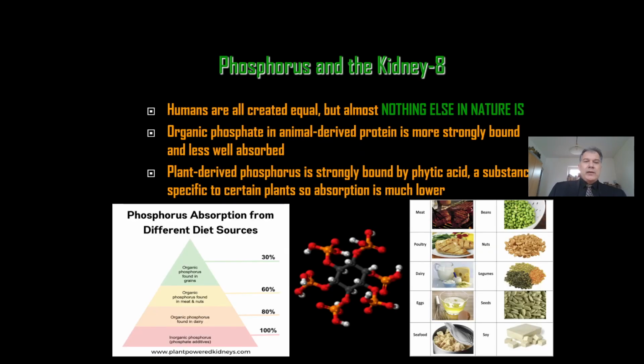So we know that all humans are created equal, and that is true. But almost nothing else in nature is. If you look around, between phosphorus and phosphorus, there are huge differences. And let's first be clear about what type of foods have phosphorus in them, and what kind of phosphorus it is. Well, we already talked about inorganic phosphorus.